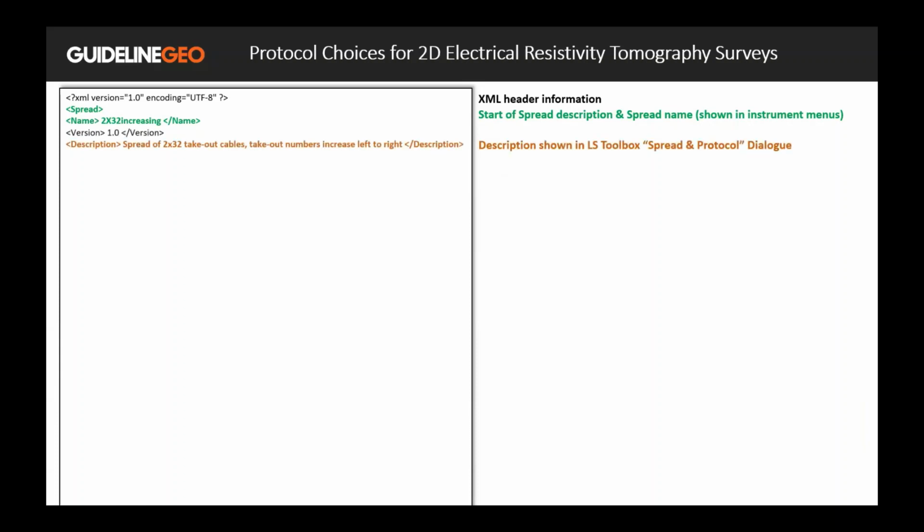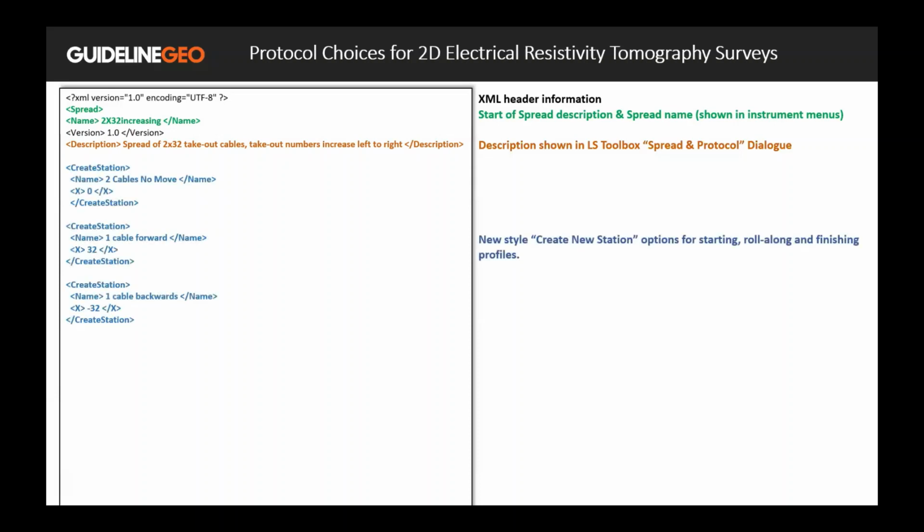And then we have a description. That description is shown in LS Toolbox in the spread and protocol dialog. So that's just the description of the spread file itself, and that's manually written. Then we have our station information. So we create stations for roll-alongs as well as stationary positions. We have these listed. We have some old compatibility style formatting that will go in there as well.